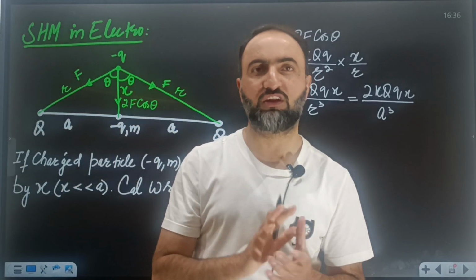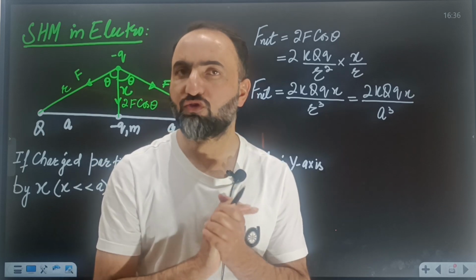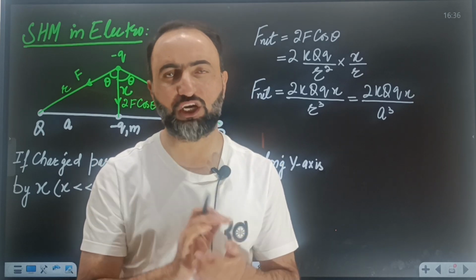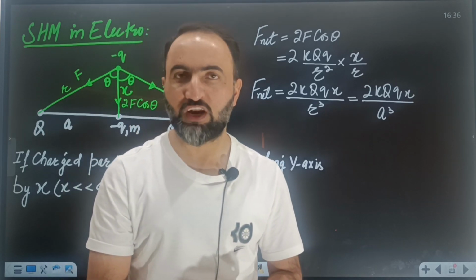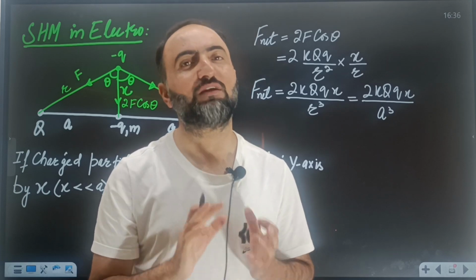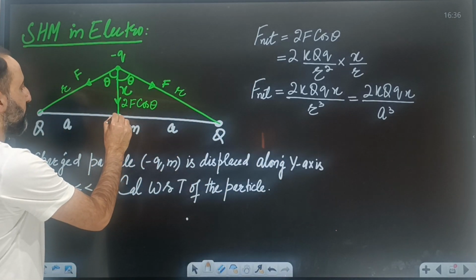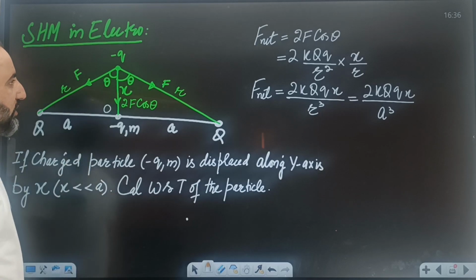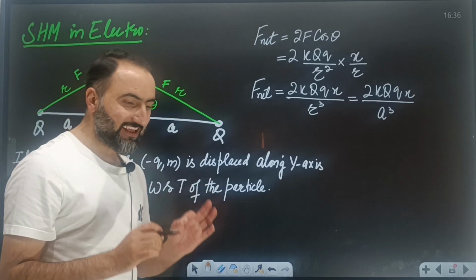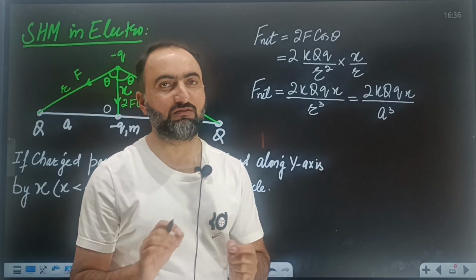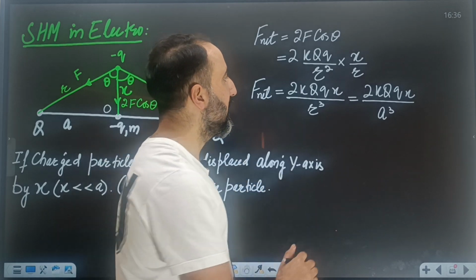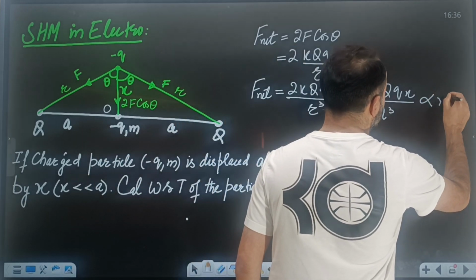Now have a look on this force. अब जो ये force है, it has two very very special properties. Property number one is that this force is directed towards the mean position. See that it is directed towards the original position, which is point O. Number second is that it is a linear function of displacement, that it is directly proportional to x.